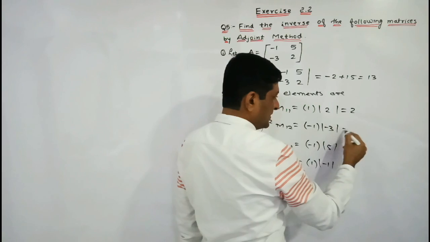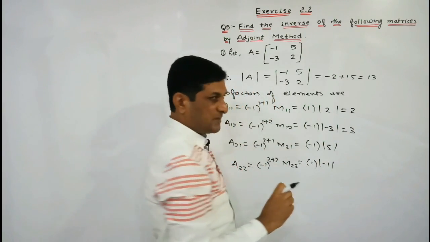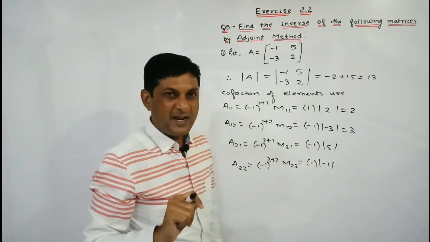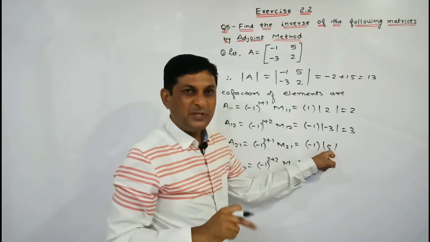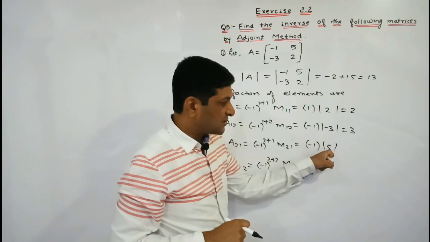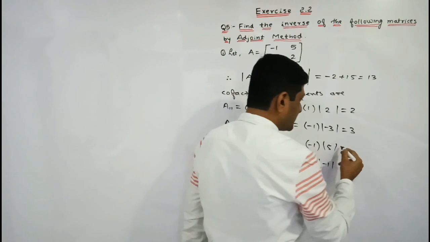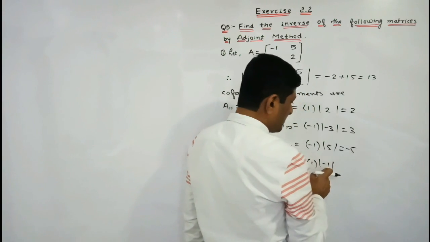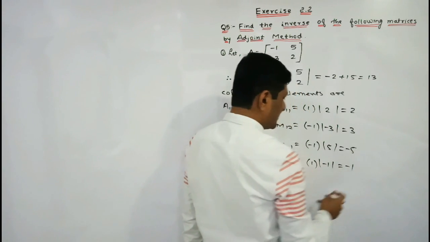-3 into -1 will be +3, because value of determinant, if it contain only one number, then same number will be the value of that determinant. So value of this determinant is 5. 5 into -1 is -5, and here -1 into 1 will be equal to -1.